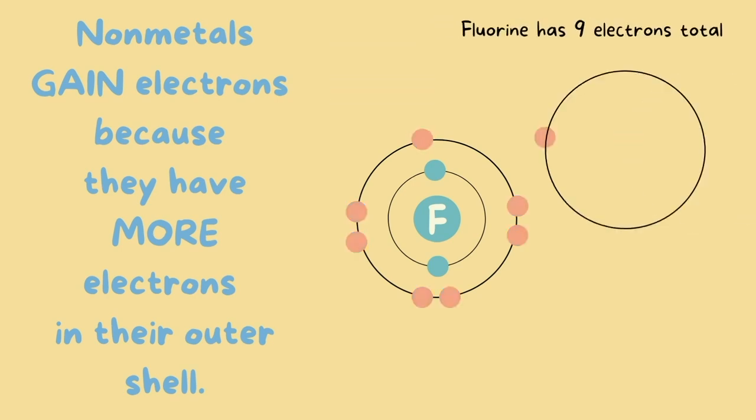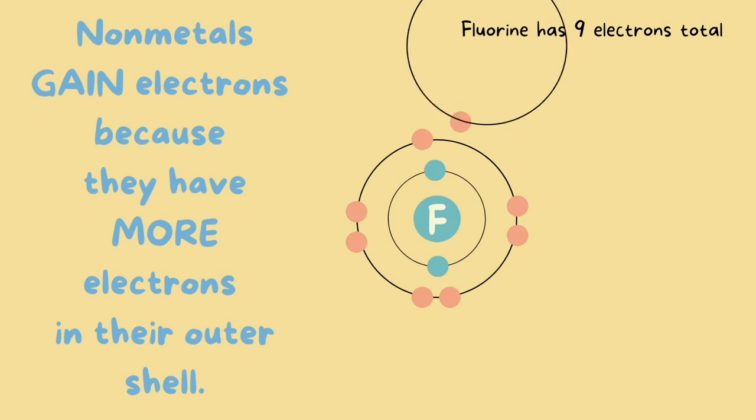Here we have this atom floating by and it has 1 valence electron. It's actually going to give this valence electron to fluorine. And now fluorine is going to have a full valence shell. It has 8 electrons or 8 valence electrons in its outer shell. And now fluorine is happy.